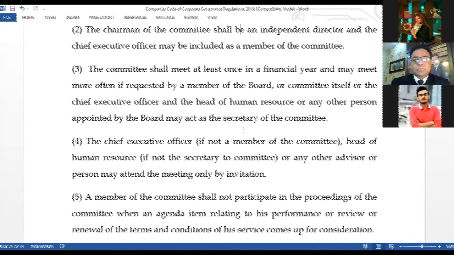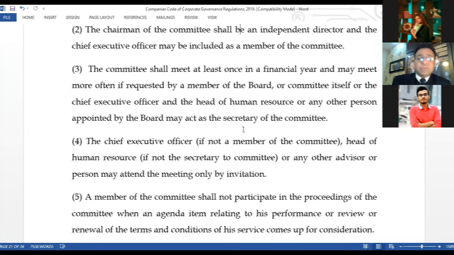The Chief Executive Officer, if not a member of the committee, the head of human resource, if not the secretary of the committee, or any other advisor or person may attend the meeting only by invitation. A member of the committee shall not participate in the proceedings of the committee when an agenda item relating to his performance or overview or renewal of the terms and conditions of his service comes up for consideration. That's right, Mr. Kamran Shaukat.